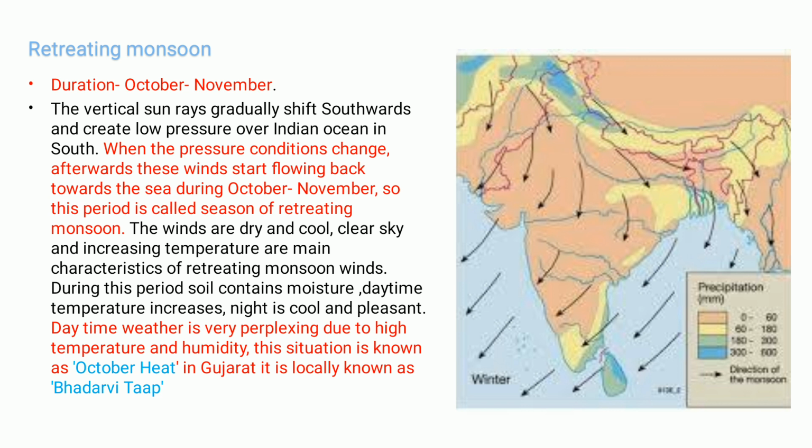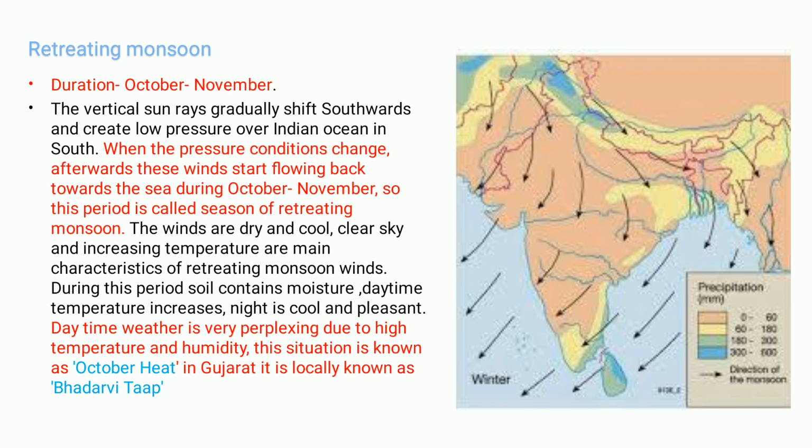masses. The vertical sun rays gradually shift southwards and create a low pressure over the Indian Ocean in the south, and high pressure develops gradually over North India. And we know the wind blows from high pressure to low pressure regions. By the end of September, a fresh pressure system develops over the Arabian Sea and Bay of Bengal, which weakens the monsoon winds, which already reached the interior part of India.